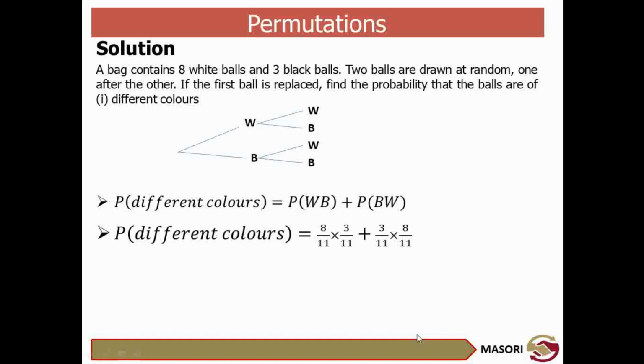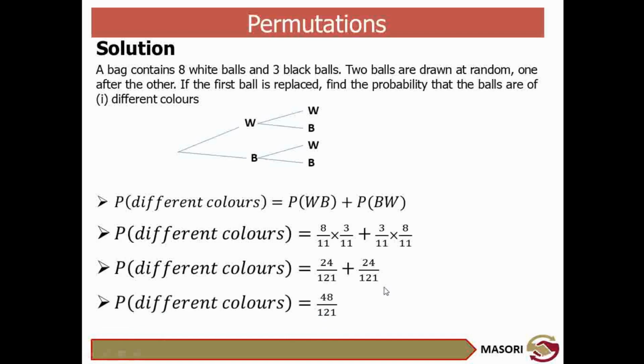Now here, we are only concerned with white, black, and black, white. Okay? So therefore, we're saying this will be equal to probability that the first one was white, 8 over 11, times probability that the second one was black given that the first one was white, which is 3 over 11, plus the probability that the first one was black is 3 over 11 times the probability that the second one was white given that the first one was black is 8 over 11. And if we simplify this, what we will have is 24 over 121 plus 24 over 121. Adding these will give us 48 over 121.